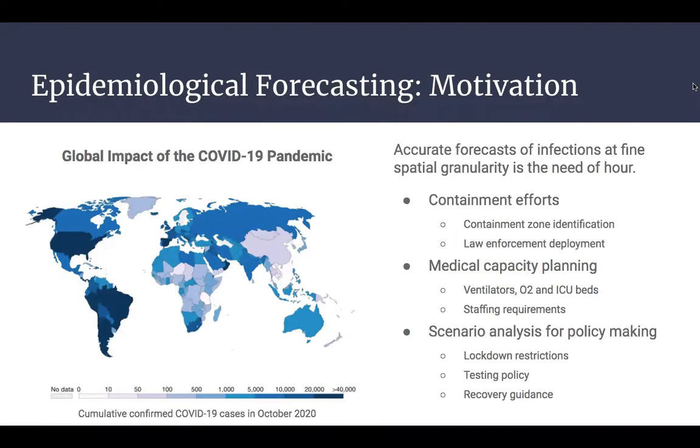As we all know, the COVID-19 pandemic has had a devastating impact all around the world. To mitigate the effects of the pandemic, it's important to be able to predict the number of infections in the future. Accurate forecasts of infections at a fine spatial granularity can be employed for multiple use cases. This includes containment efforts, that is, identification of containment zones and deployment of law enforcement personnel, medical capacity planning, which includes provisioning for adequate medical resources as well as staff, and scenario analysis for policymaking, which involves decisions around lockdown restrictions, testing policy, and recovery guidance.